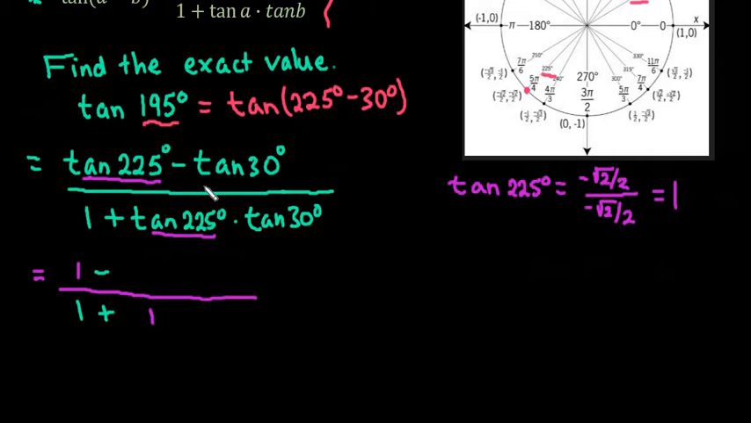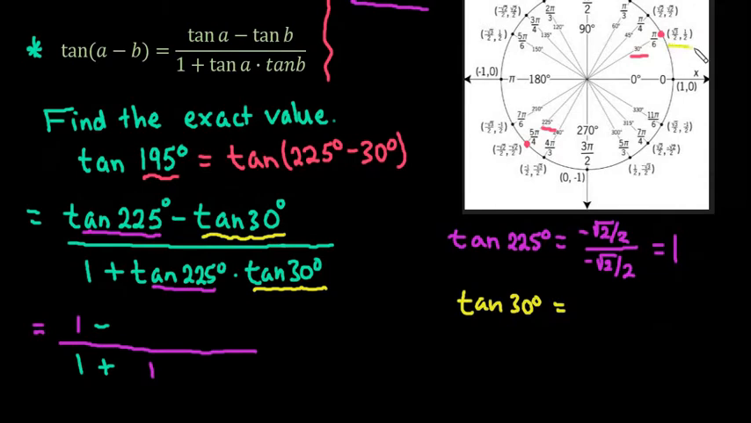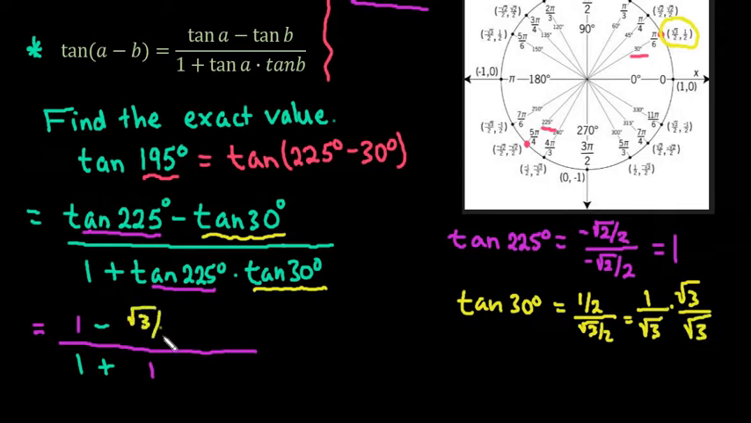Now let's find the tangent of 30. We would go to the unit circle and find the point for 30, so we would use 1/2 over square root of 3 over 2. This simplifies into 1 over square root of 3, and we do have to rationalize the denominator to get rid of the radical in the denominator. When we do that, we end up with square root of 3 over 3.